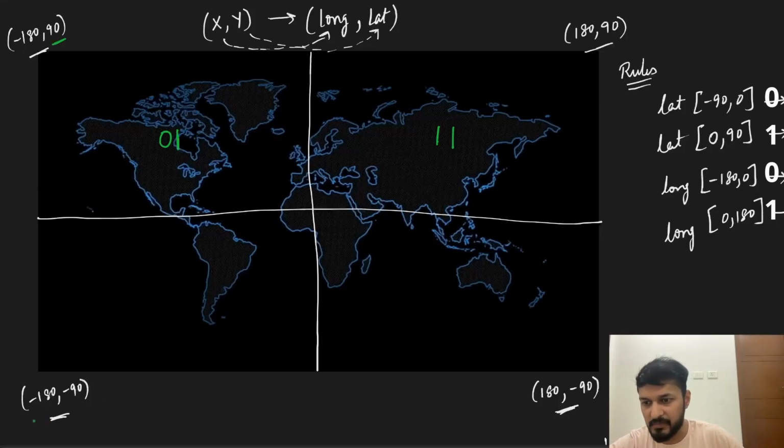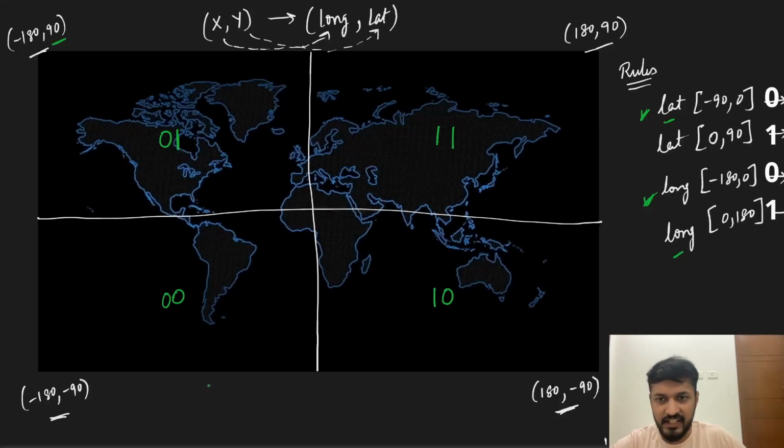For the third quadrant, minus 180, minus 90. Minus 180 is 0. Minus 90 is 0. So the address will be 0 0. For 180, minus 90, the fourth quadrant, 180 is 1 and minus 90 is 0. So the address will be 1, 0.